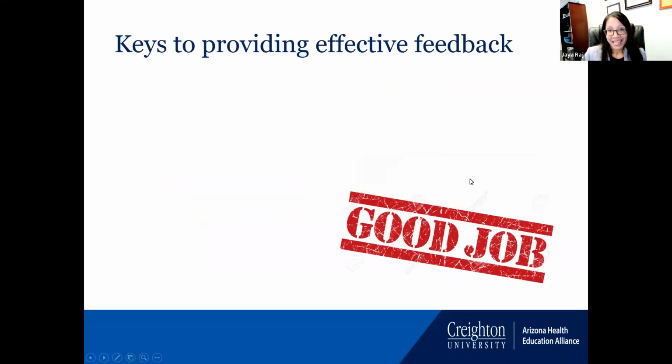So what are the keys then to providing effective feedback? We all know that just telling somebody that they did a good job is not an effective way to provide feedback. So there are a few things that we have to remember. First of all, feedback should be purposeful. And by that, I really mean that we should ideally go into every interaction with our learners with a plan and an intention of observing them and then giving them feedback. So it should be a planned activity.